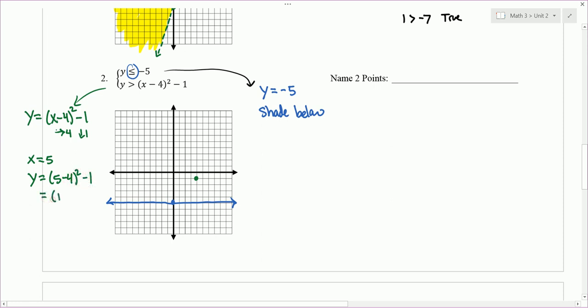And we end up with 1 squared minus 1, which is 0. So (5, 0) is a point that our parabola goes through. So that's the right half of the parabola. Remember, it's symmetric, so we can match it on the left-hand side.